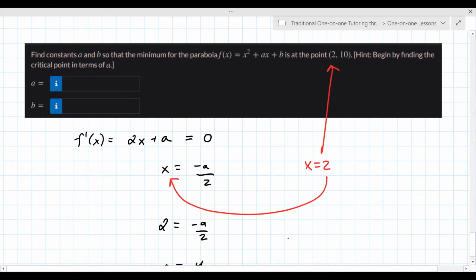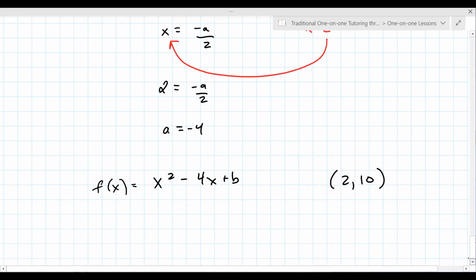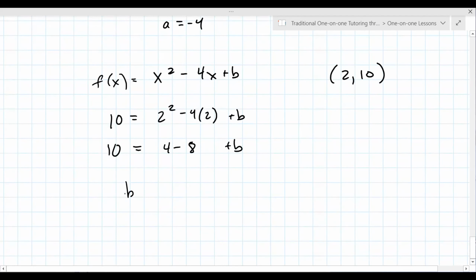Let me rewrite this. So it's x squared minus 4x plus b. But this point 2, 10 is not only a critical point, it's on the curve. So you can put 2 in for x and 10 in for y and solve for b. So then with a equal to negative 4, it looks like b is 16. Oh, 14. Never mind. 14, I think. I don't know why I got 16.